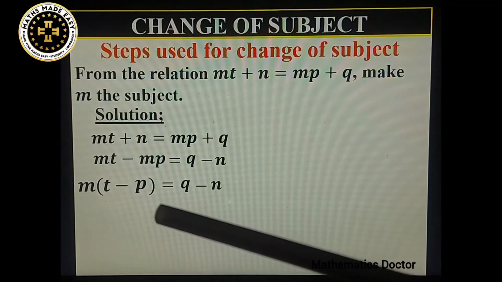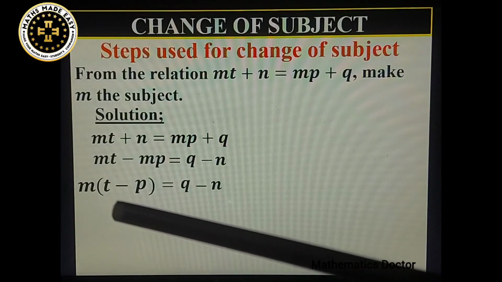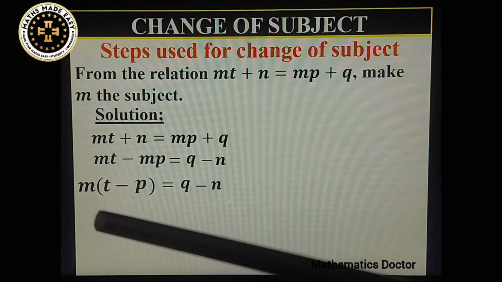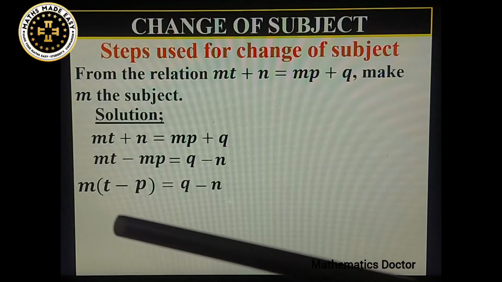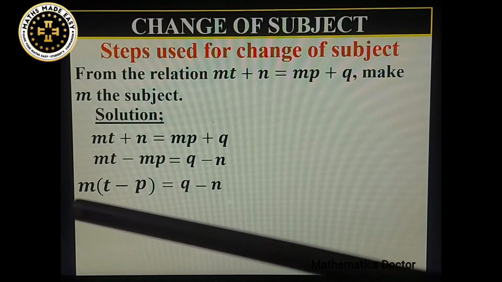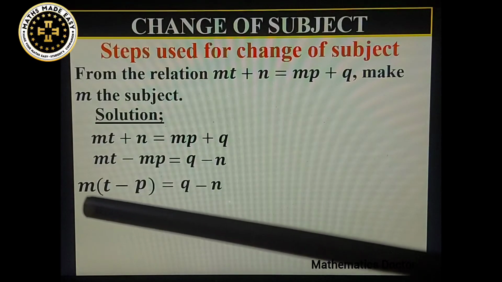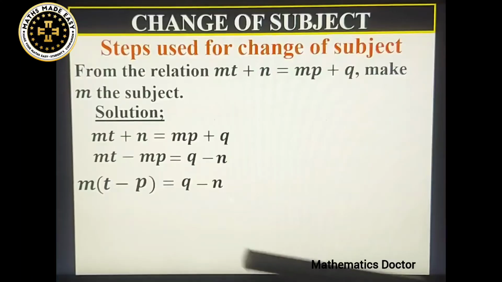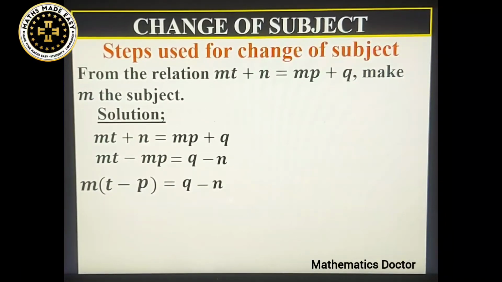So in a nutshell, or in conclusion, the advantage of factorization in change of subject is to make a term or more terms having the variable to be made the subject one. So all the terms having the variable to be made the subject, when you factorize the variable out, you get just a single variable, and there will be no other term containing that single variable. So in this case, m is just single, and then we have a bracket t minus p attached to it. Now let's get into the next stage.